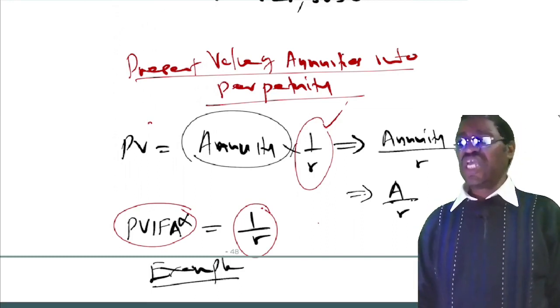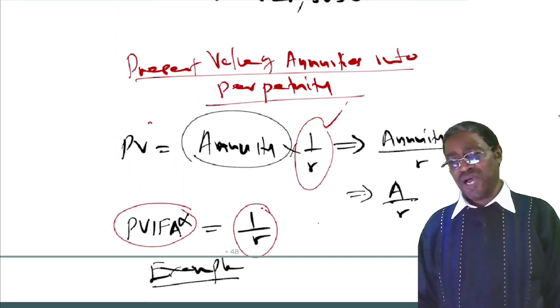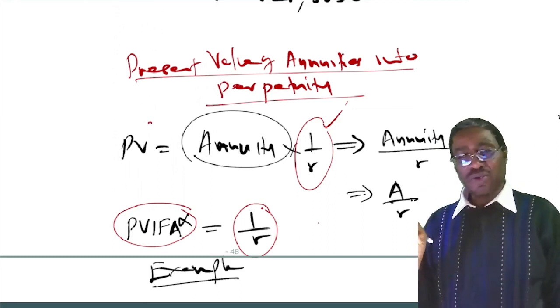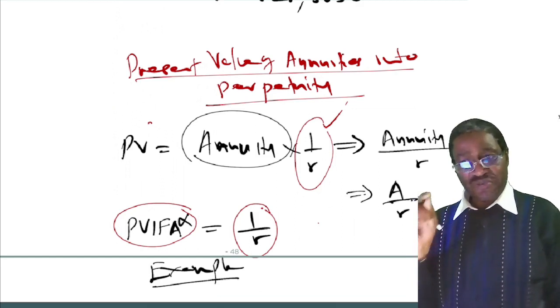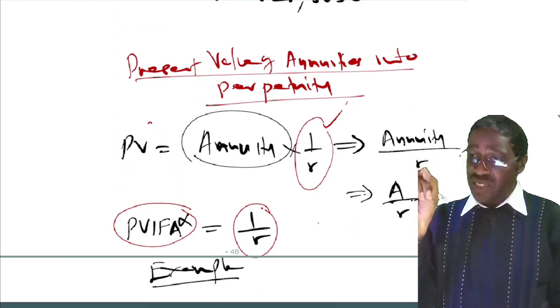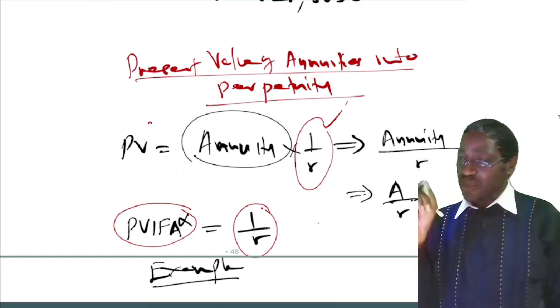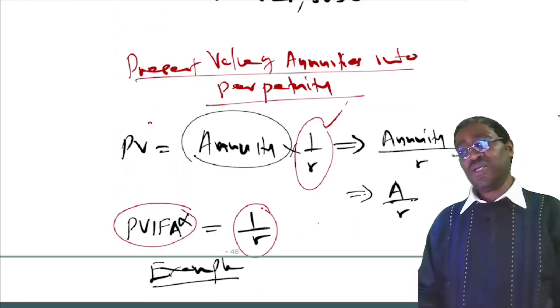You're going to receive 1 million, 1 million, 1 million, 1 million to perpetuity. How do you get, listen, how do you get the factor? Not the amount first, the factor. The present value interest factor is given by 1 divided by R. That is the factor. Then to get the present value, you now multiply by the annuity.